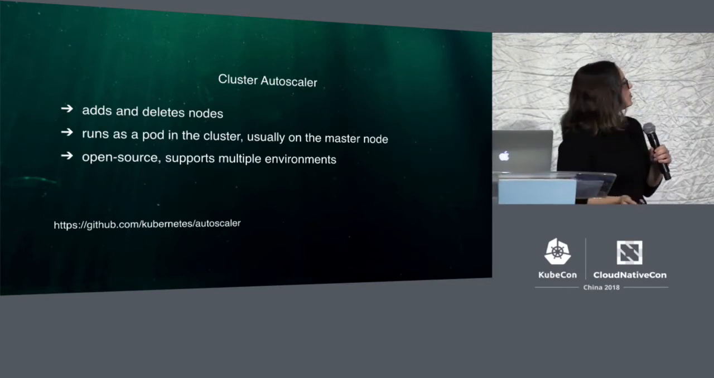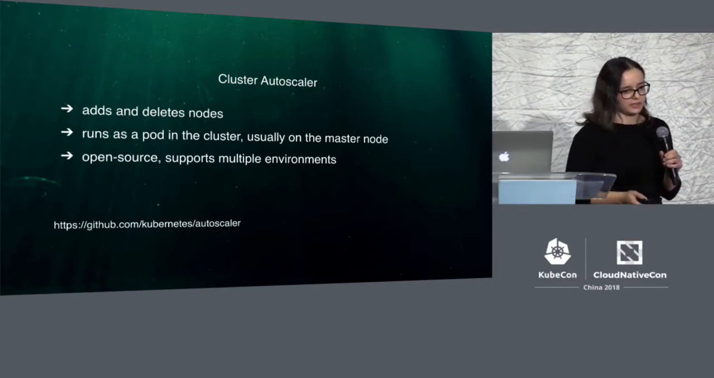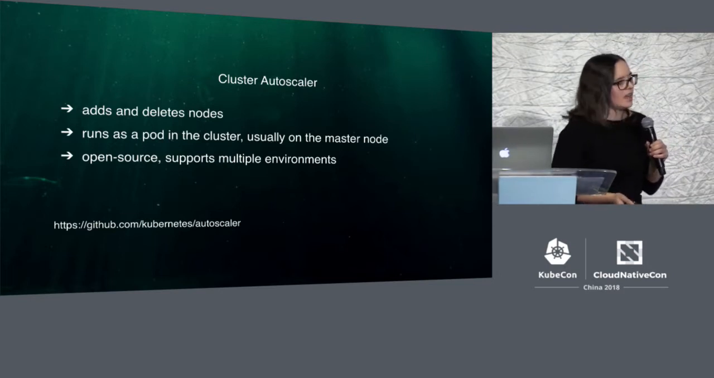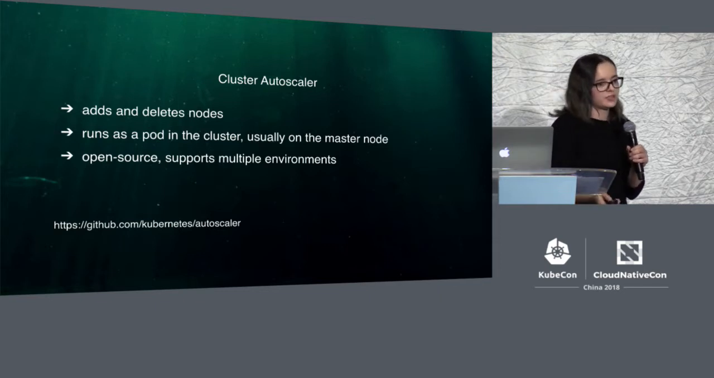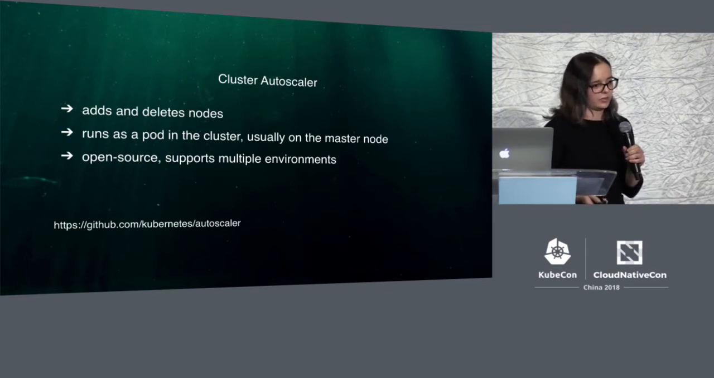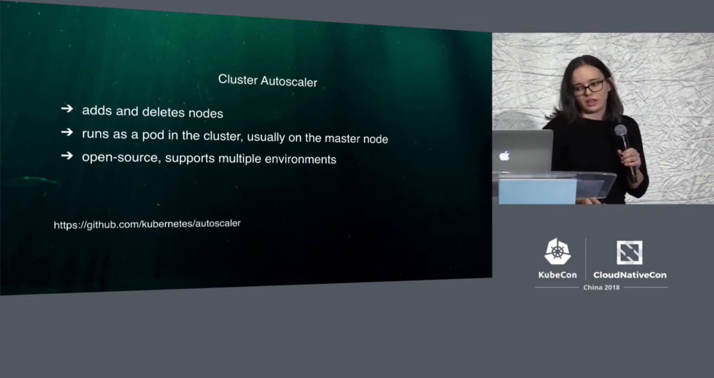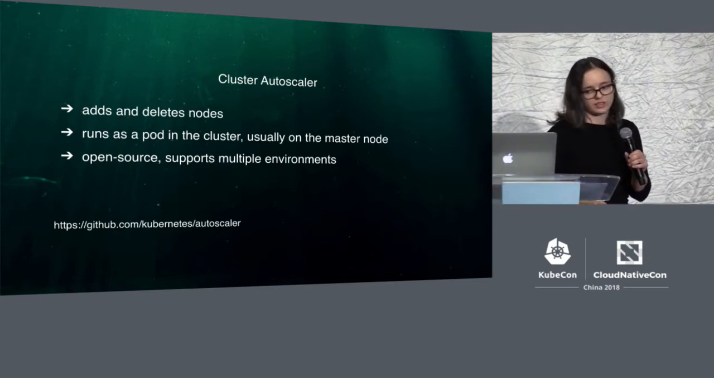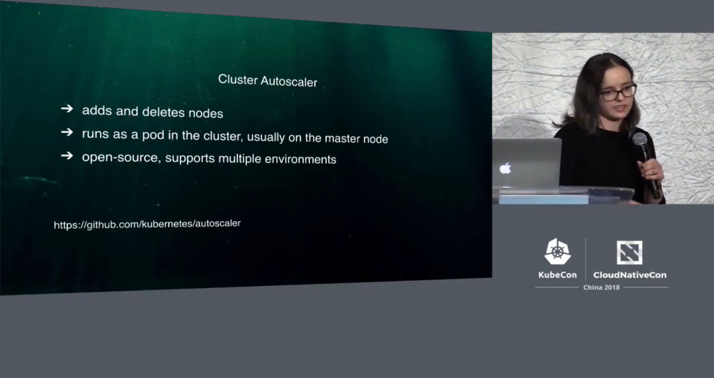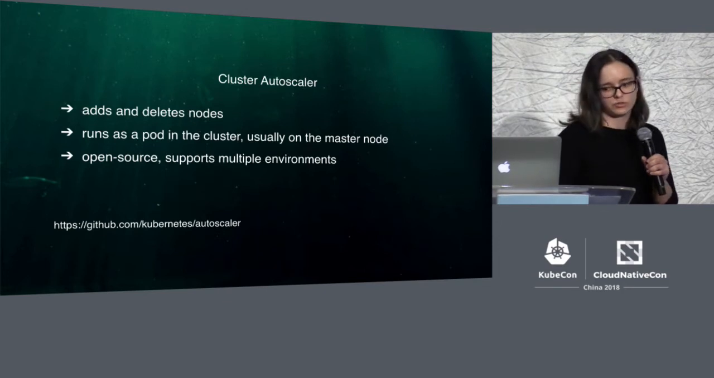It's an open source component, and I'm one of the maintainers of it. It runs as a pod in a cluster. It's there usually on the master node, and its responsibility is adding and deleting nodes to the cluster as needed by the workloads deployed there. And the code can be found on GitHub under Kubernetes/autoscaler. There are several autoscaling components there. It should be easy to find.